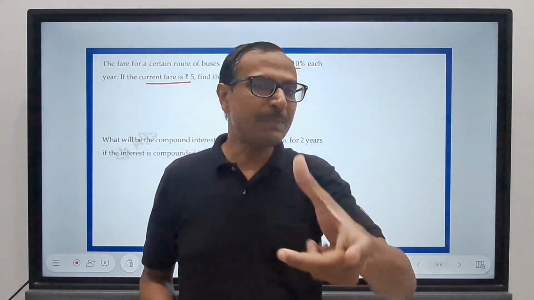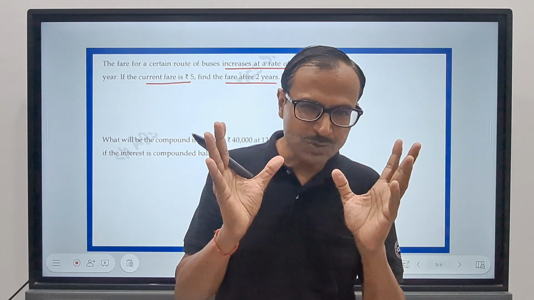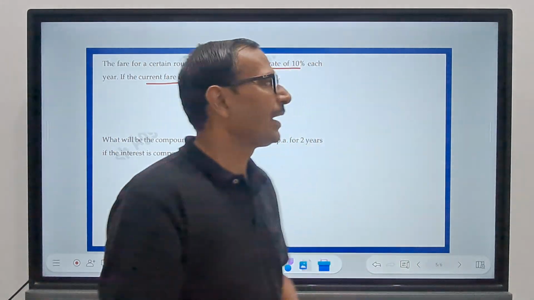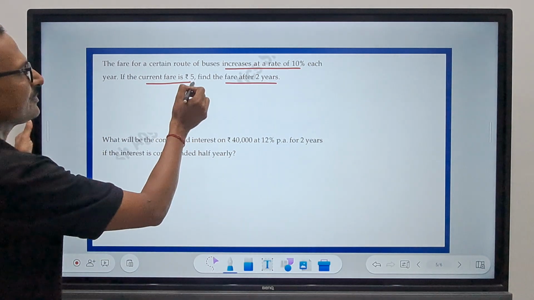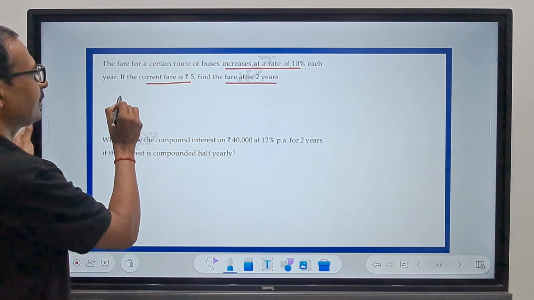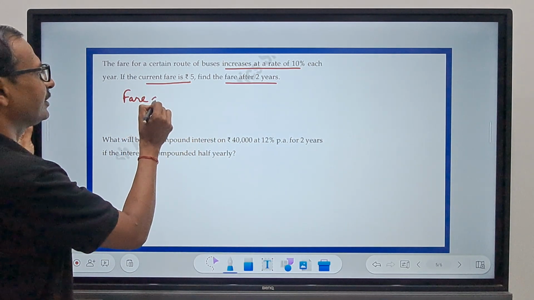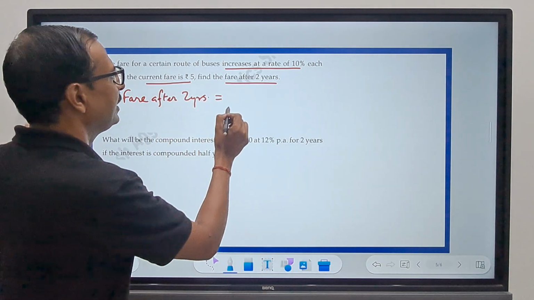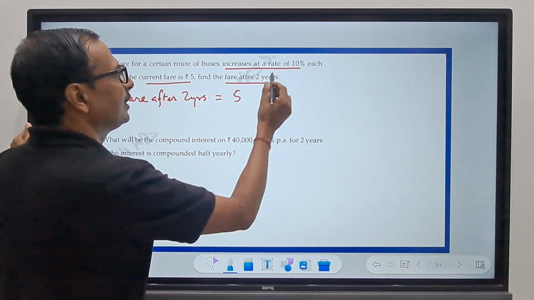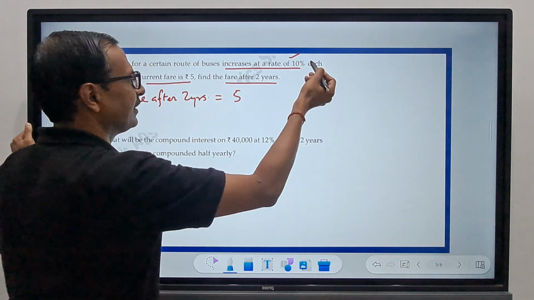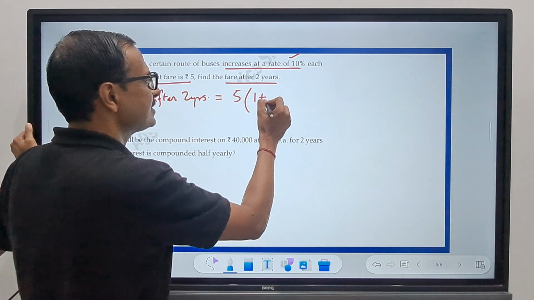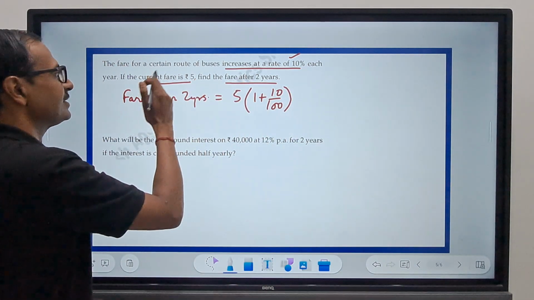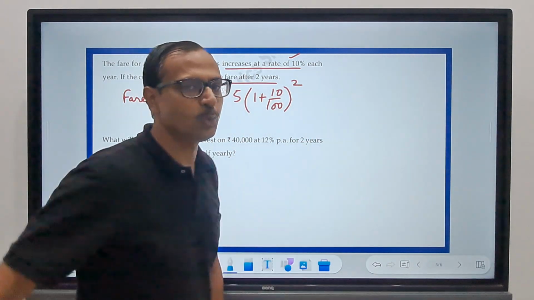So this is appreciation. When the value is appreciating or increasing, what happens to the value when it increases? Obviously it will become more, right? So the initial fare is 5. So the fare after 2 years, this is what we need to find, will be, initial fare is 5, first year and second year 10%, right? So 1 plus 10 by 100 raised to power. How many times is this happening? This is happening twice, because this is 2 years.